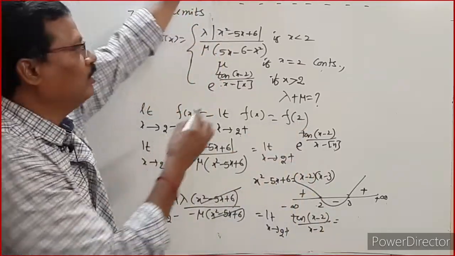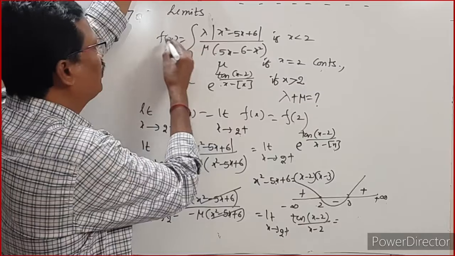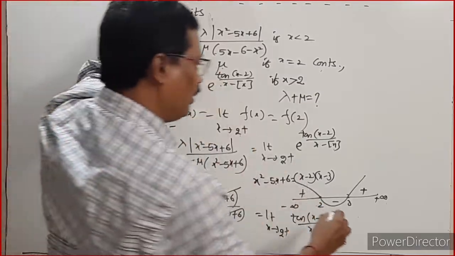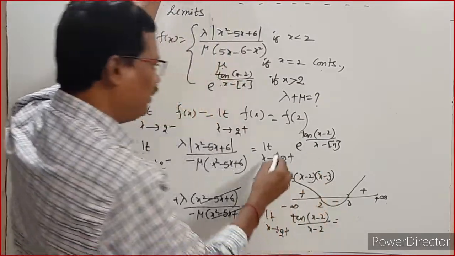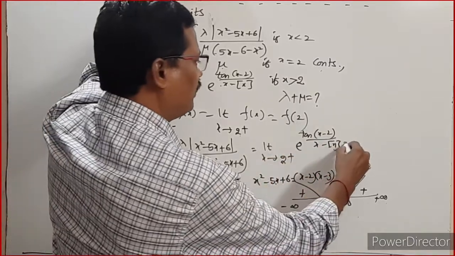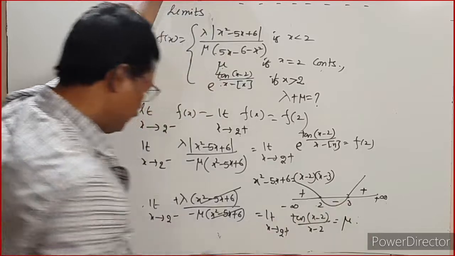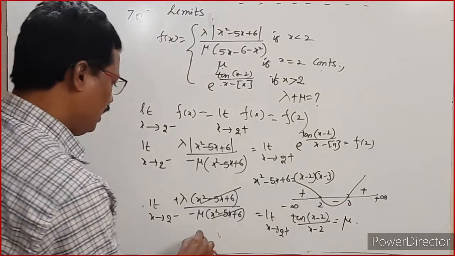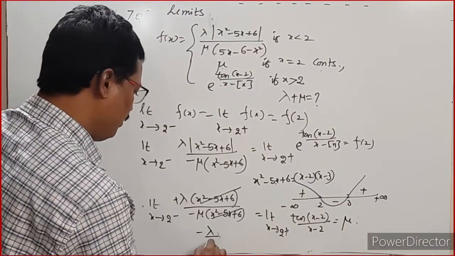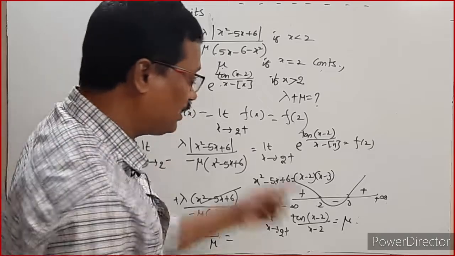What is f of 2? Where x is equal to 2, that f of 2 is mu. Therefore this f of 2, where did we write? This is the f of 2, that f of 2 is mu. And what about this one? Minus lambda by mu is equal to, what about this limit?